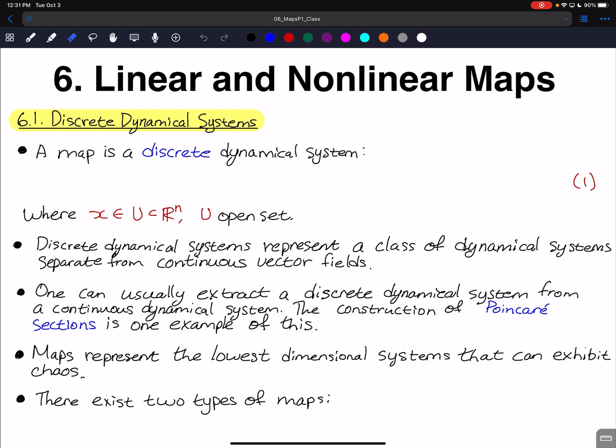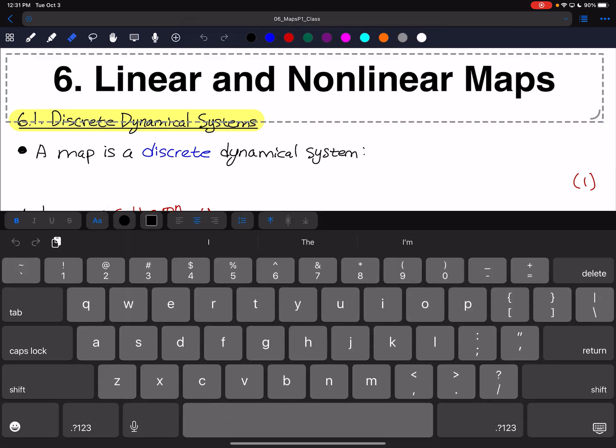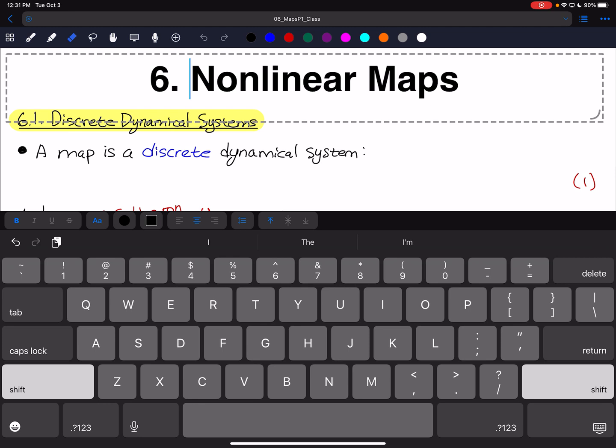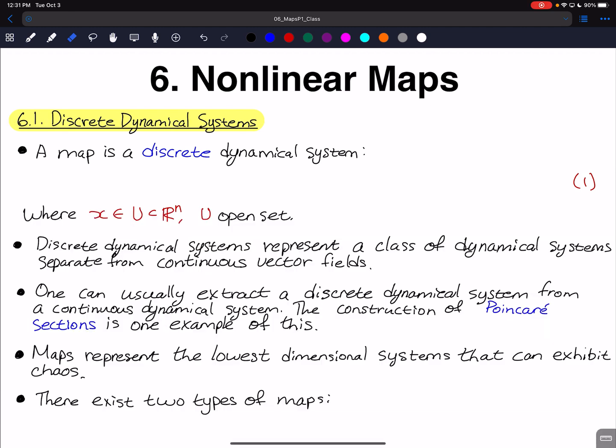All right, okay. So like I mentioned, we're going to start chapter 6 here. This is the last chapter for the analytical portion of this class. It says linear and nonlinear maps, and honestly, we're only going to do nonlinear maps, so I should just say nonlinear maps. In fact, I'll fix that right now. You can study linear maps. We are just not going to, just due to time.